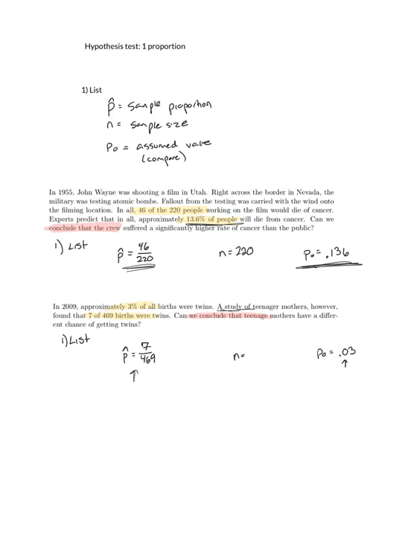I'm comparing the percentage I have from my teen moms to the general public, 0.03. And n is my sample size, which in this case is 469. So once again, in a one proportion hypothesis test, we list p hat, our sample proportion, n, our sample size, and p naught, our assumed value, what we're going to be comparing to.